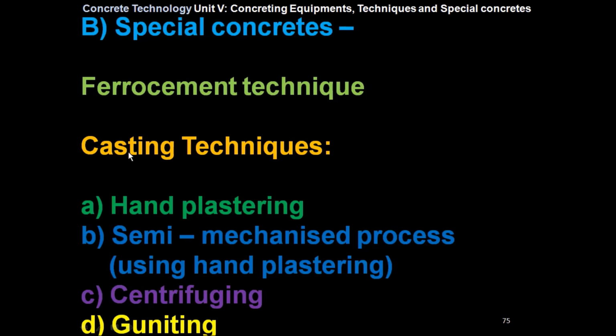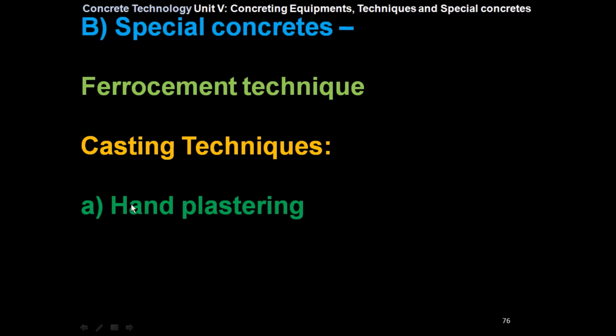Now we will see the casting techniques of ferrocement. First is the hand plastering. Second is the semi-mechanized process, also called hand plastering with mechanical assistance. Third is centrifuging, and fourth is guniting. First we will see the hand plastering.